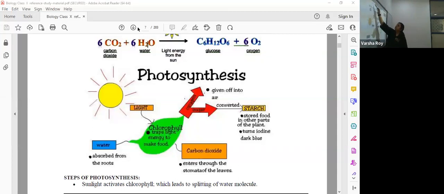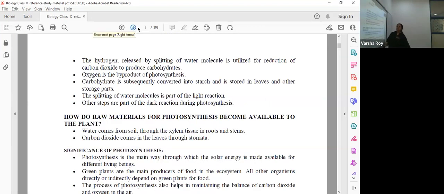So in the steps of photosynthesis, what is the first step? First step was trapping of sunlight through chlorophyll. So the hydrogen released by splitting of water molecule is utilized for reduction of carbon dioxide to produce carbohydrates. So hydrogen कहाँ पे use हुआ? Actually, it is for the formation of energy particles, right? Energy चाहिए, तो वो hydrogen जो है energy particle बना रहा है NADPH. Oxygen is a byproduct of photosynthesis.